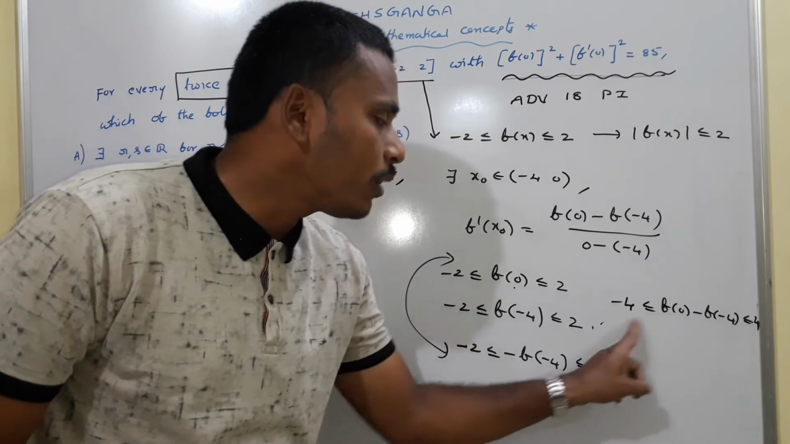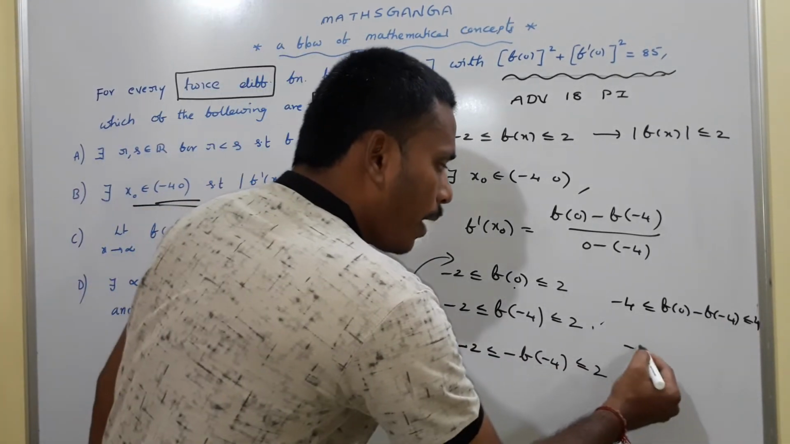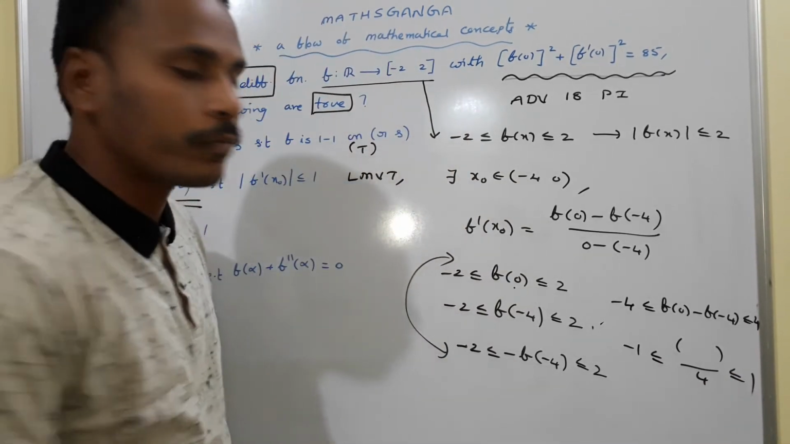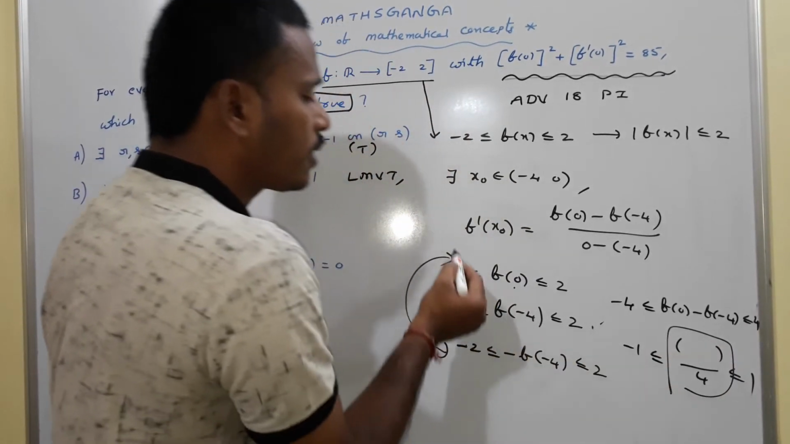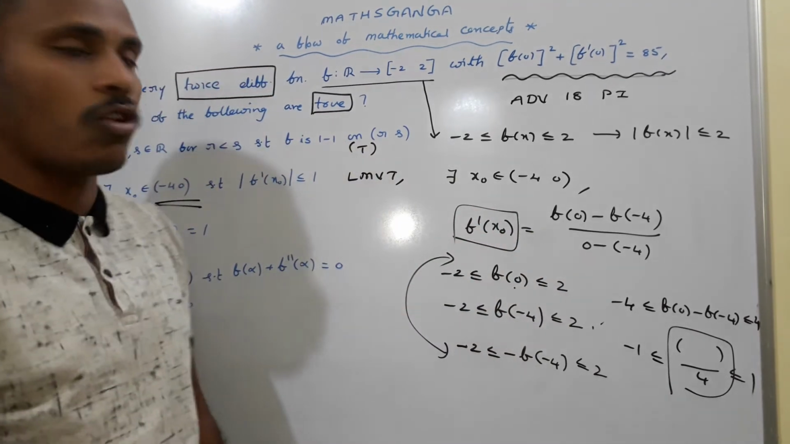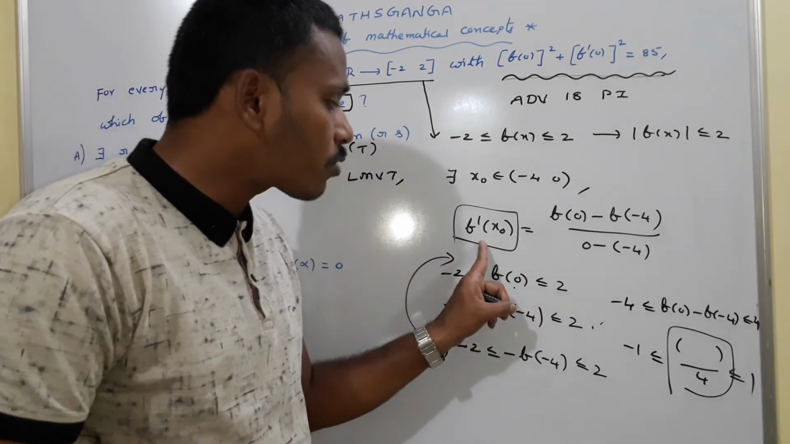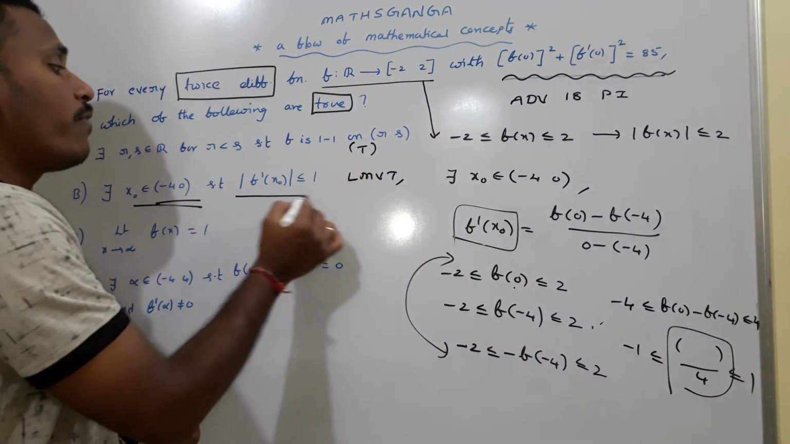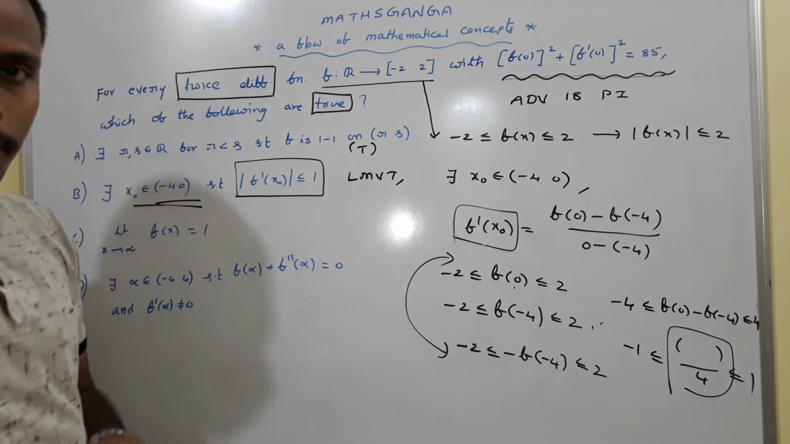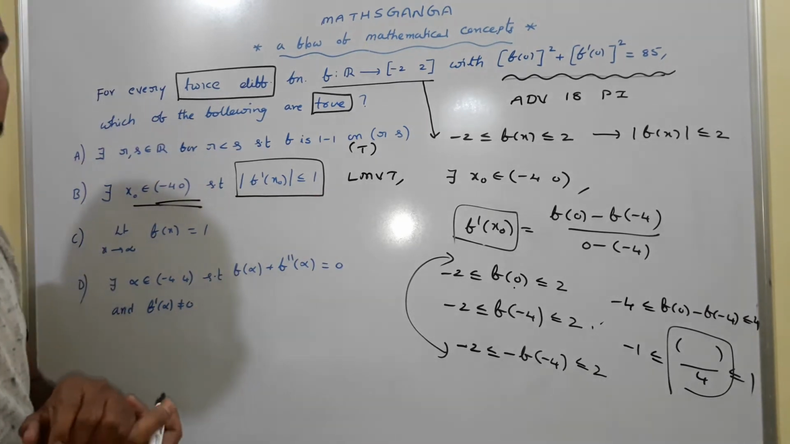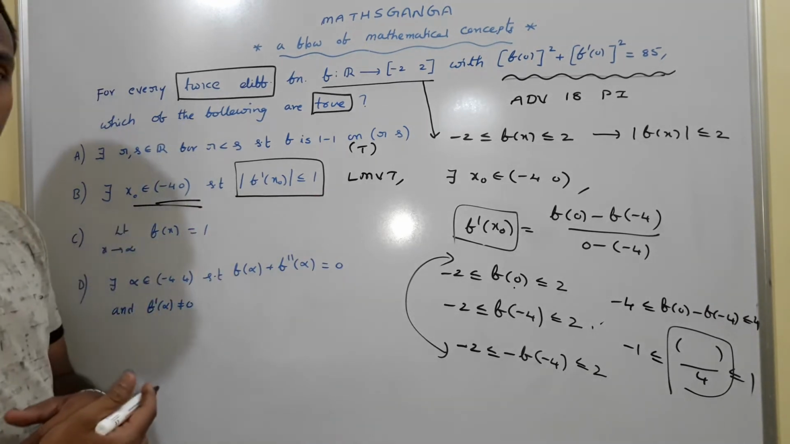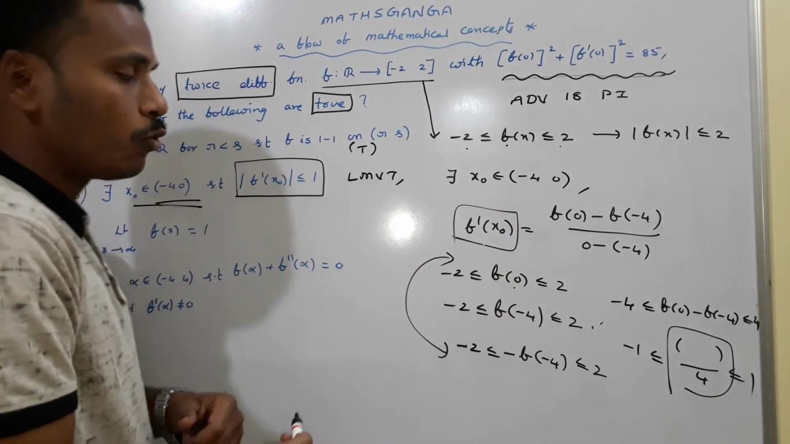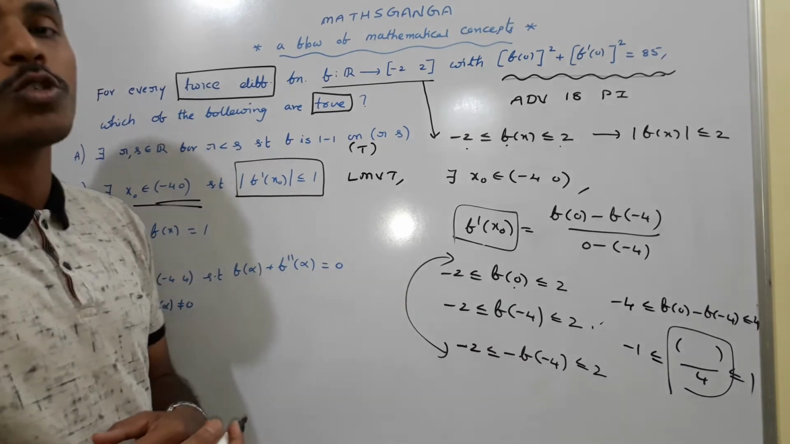We need to divide the whole thing by 4. Then -1 ≤ this value divided by 4 ≤ 1. What is it actually by Lagrange's mean value theorem? This is f'(x0). So f'(x0) values are in between -1 and 1. So surely |f'(x0)| ≤ 1. So by Lagrange's mean value theorem, for a point x0 in between -4 and 0, since f(x) is in between -2 and 2, |f'(x0)| ≤ 1.